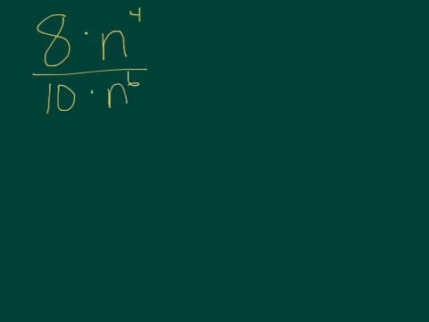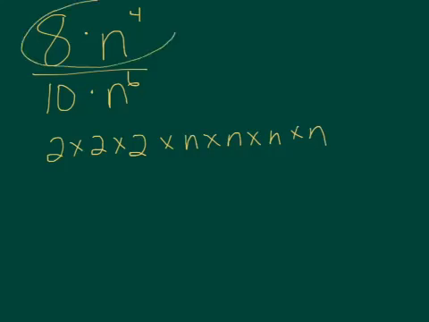Another way to understand that last problem and understand the why behind it: if I write 8 times n to the 4th over 10 times n to the 6th, and I break it down into what we call prime factors, so the very smallest factors possible. 8 can be written as 2 times 2 times 2. All those numbers are prime. And then the n to the 4th part can be written as n times n times n times n. So I've chunked this numerator up into the smallest pieces possible.